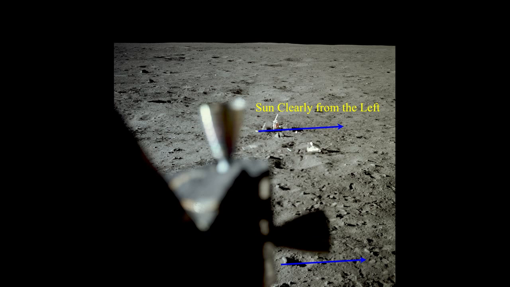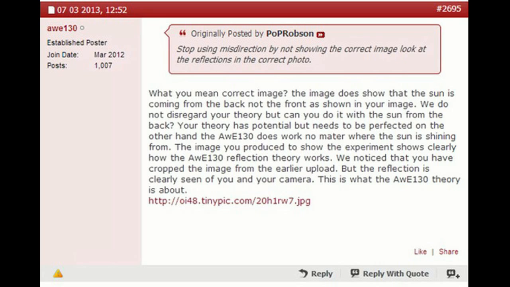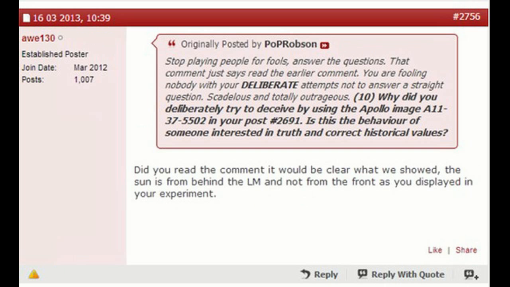However, this is totally irrelevant, as the effect relies on the bright pinpoint of light and the convex nature of the thrusters. The position of the sun is irrelevant, and I can prove this with these various images that I will show you, from the sun being from the left to the front and to the right.